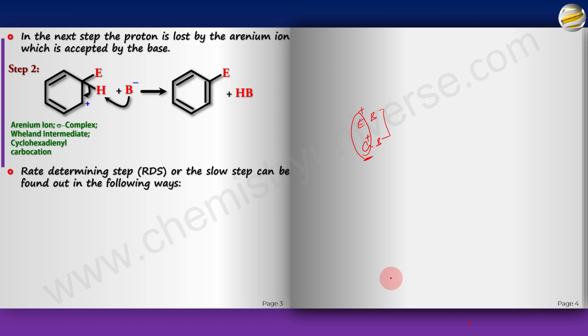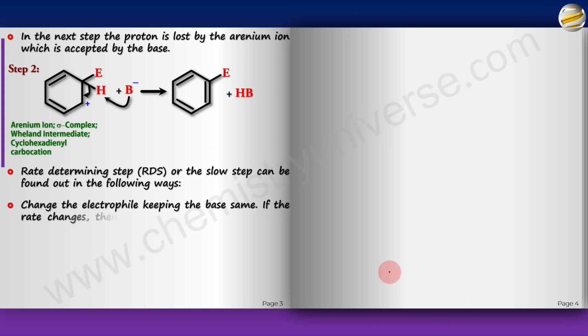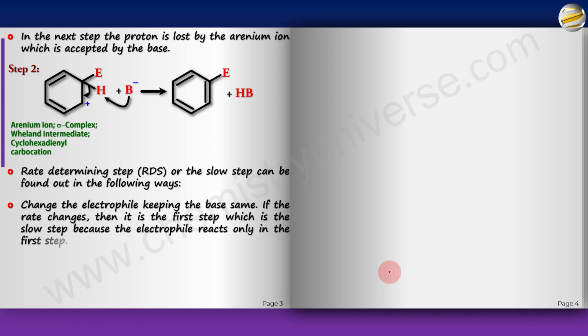So by changing the electrophile and keeping the base same and keeping the aromatic system same, if I notice a change in the reaction, it implies the first step is the RDS. But if I don't see any change in the rate of the reaction significantly, I'll say, okay, it is not the first, it is the second one, which is the RDS. So change the electrophile, keeping the base same. If the rate changes, then it is the first step, which is the slow step, because the electrophile reacts only in the first step.